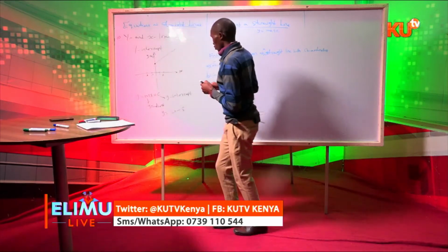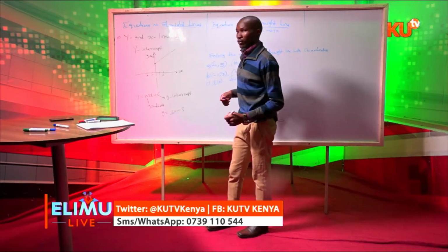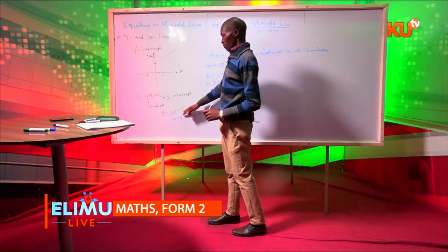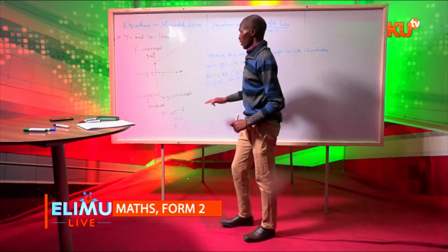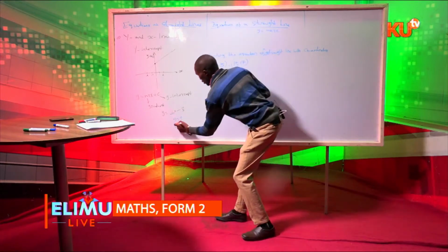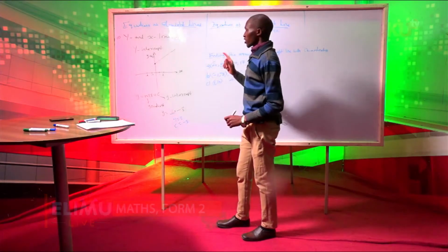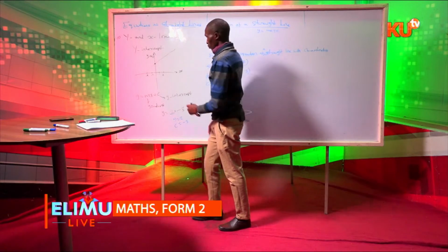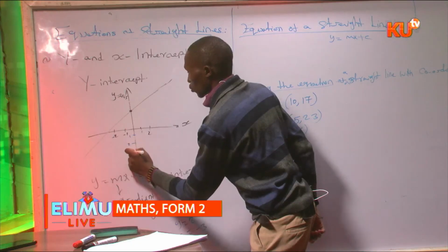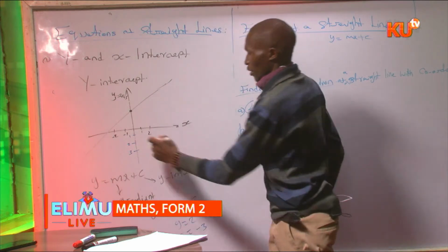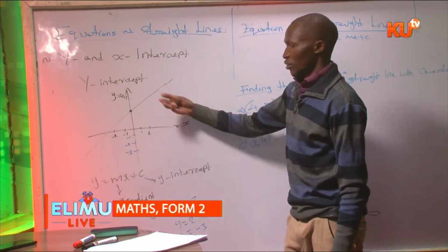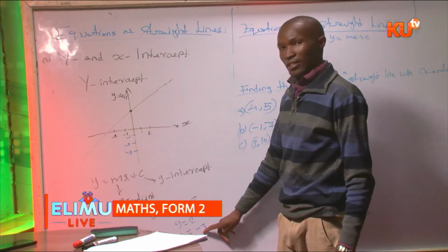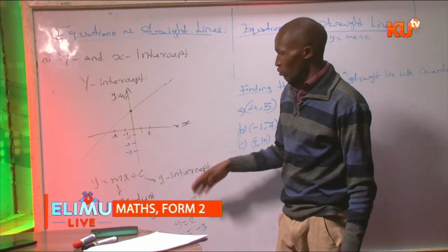Note that if you are required to find the gradient, your gradient here is 2. And then you have your c. C is the y-intercept, and you can see it's -3. That means your line is crossing the y-axis at -3. So if you have here 1, 2, 3, and that is -1, -2, -3, your line is crossing the y-axis at -3. I don't know to which side.